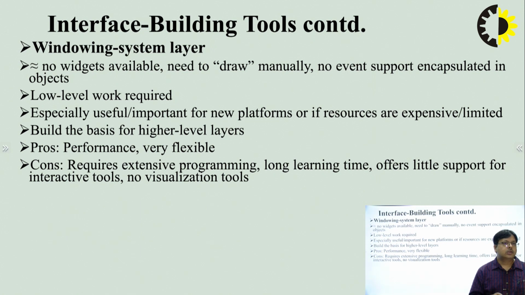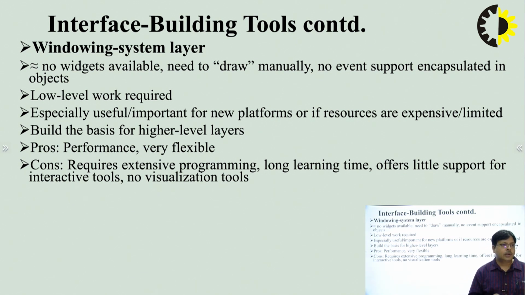So what is the role of windowing system layers, right? No widget is available, so things need to be drawn manually, there is no event support encapsulated in objects, and low level work is required. Very initial level sketching is required. It is especially useful for a new platform where resources are expensive, right? It builds the basis for higher level layers.